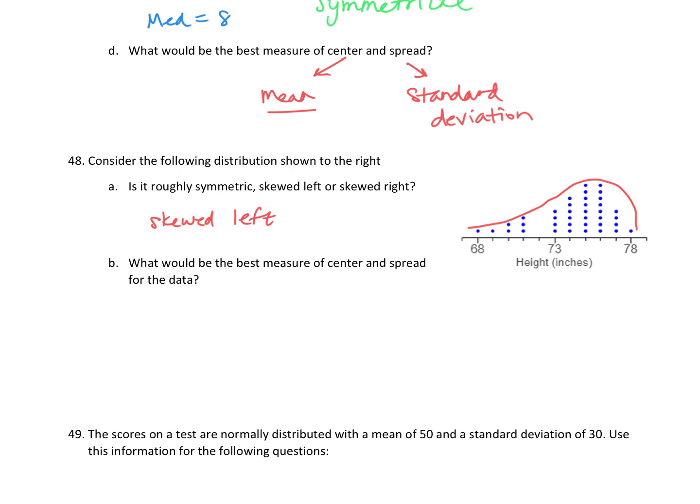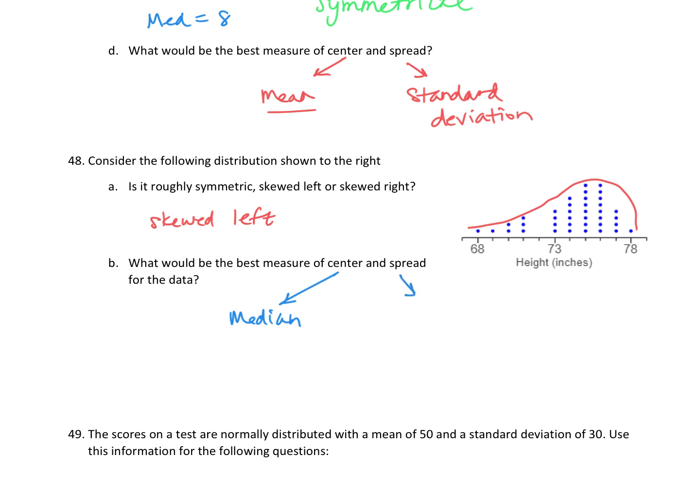Part B, what would be the best measure of center and spread for the data? So we just talked about that above. I suppose I could have looked ahead to see that we got to talk about it on this question as well. So if your data is skewed at all, left or right, then the best measure of center is the median, because the median is always the middle number. It doesn't matter if your data is skewed left or right. That median does not get pulled around in the same way that the mean does.